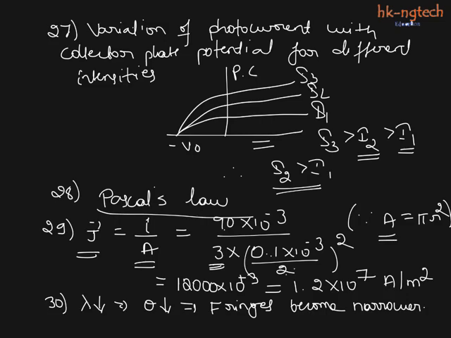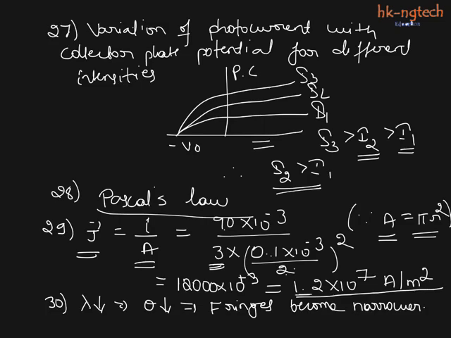So the area of cross section is pi r square, so don't take the cylinder area, that is the outer surface, that is 2 pi rh. We are not expecting that. We just want the cross sectional area of the cylinder, that is pi r square itself. Suppose you substitute the values properly, you will get 1.2 into 10 to the power of 7 ampere per meter square. That must be the answer for that.